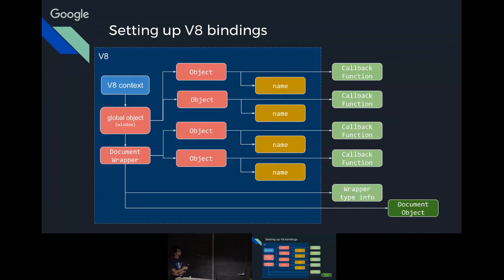So we have to set up those things, and we have to set the name from the Blink side, and we have to embed the function pointers to call back what we should do with the Blink object. We have some other information to embed in the setup.